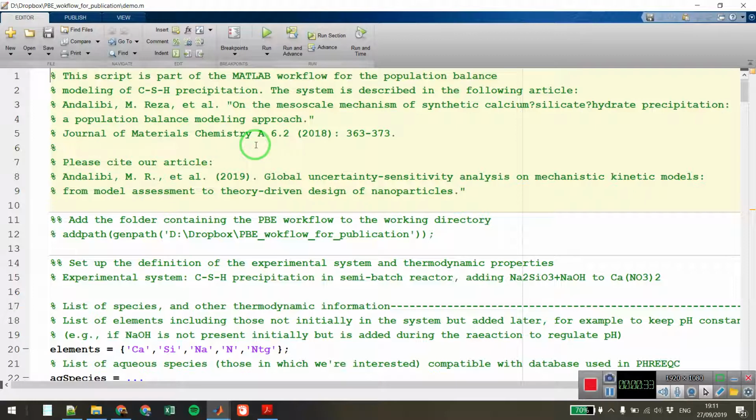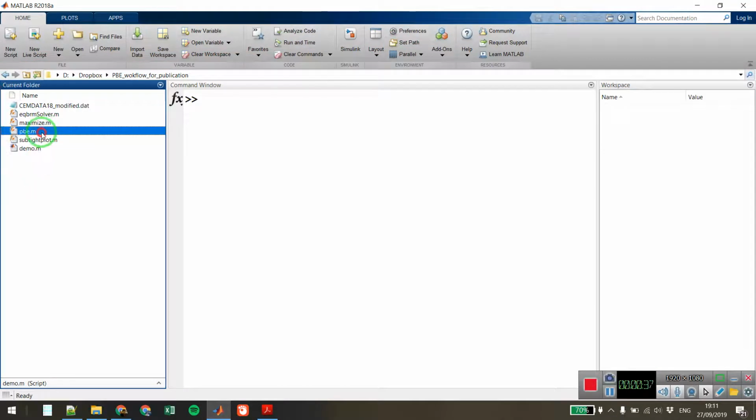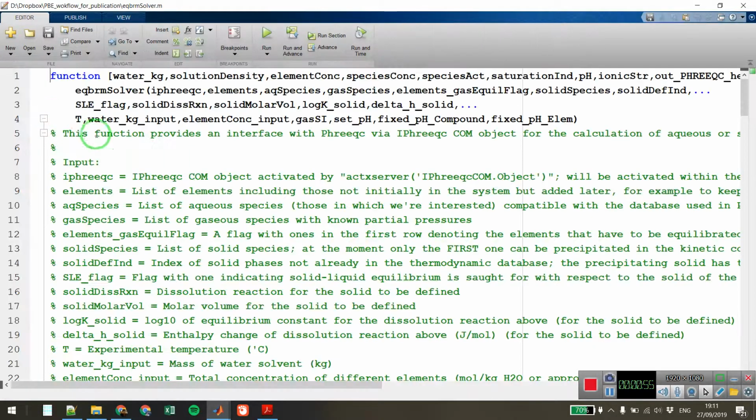But today we are going to look at the two functions that basically make up the core of our PBE simulation. We have this PBE function and EQBRM solver, which are basically the two backbones of the structure of our workflow. So let's start with EQBRM solver, which is basically a function providing an interface with PHREEQC. And this is done via PHREEQC COM objects.